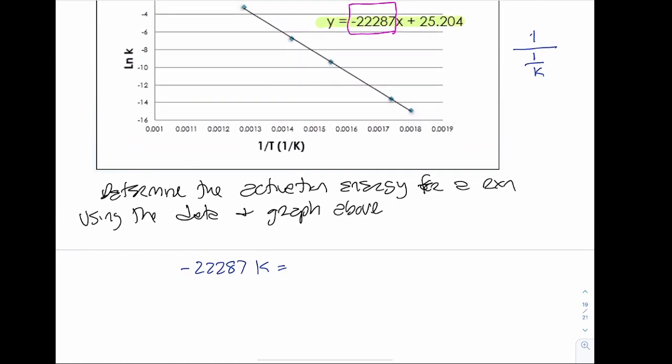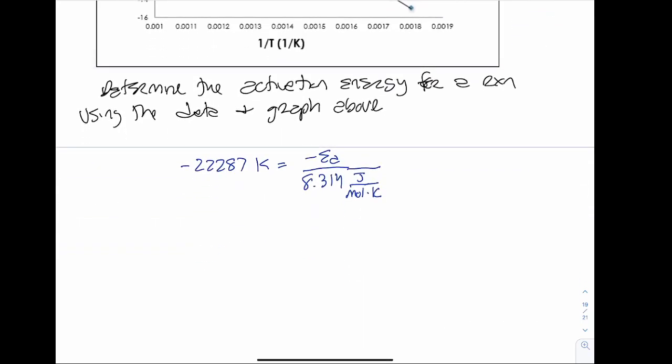That is then equal to the negative of my activation energy, so those two negatives cancel each other out, divided by my gas constant, 8.314 joules per mole Kelvin. So we're just going to take my slope and multiply it by my gas constant. Kelvin is going to cancel, and we're going to be left with joules per mole as my units. So I'm grabbing my calculator and typing these in. And I end up with, we'll have to round in a minute, 185,294 joules per mole, which is our correct unit for energy.